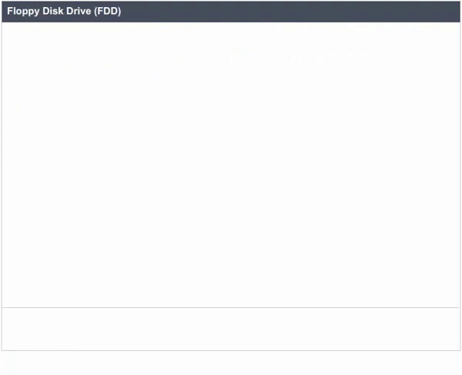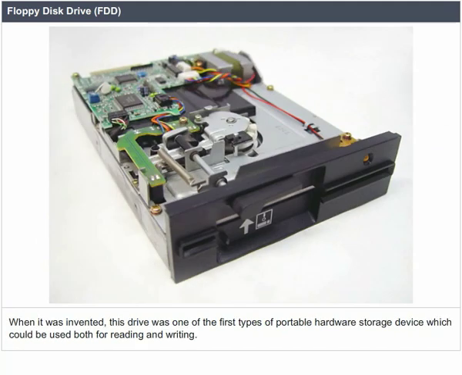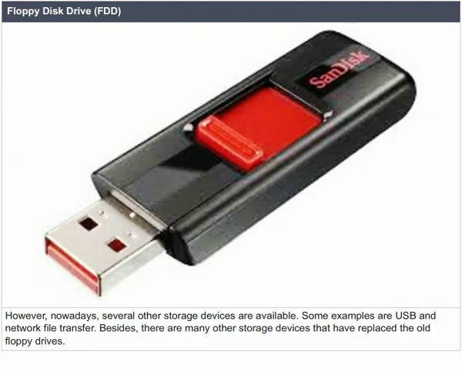Floppy disk drive, FDD. A floppy disk drive, or FDD, is a device that reads all the stored data information. It is used to save data on removable diskettes. When it was invented, this drive was one of the first types of portable hardware storage device which could be used both for reading and writing. However, nowadays several other storage devices are available. Some examples are USB and network file transfer. Besides, there are many other storage devices that have replaced the old floppy drives.